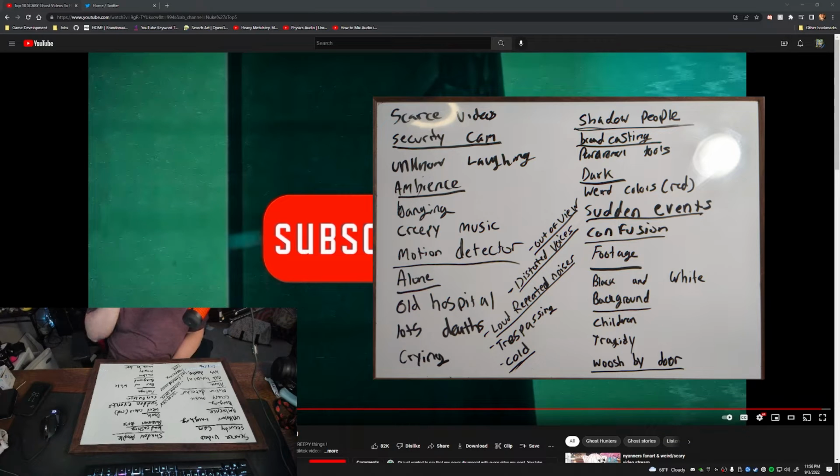The stuff I have underlined, which means it happened a lot, was security camera, ambience, motion detector, alone, shadow people, broadcasting, dark, sudden events, confusion, footage, background, whoosh by door, cold, loud repeated noises, distorted voices, and out of view. We don't have to use the underlined stuff, but it did happen repeatedly, and it'll be something to think about.